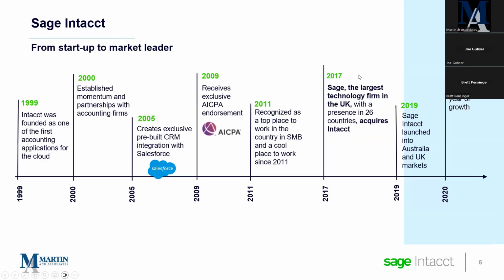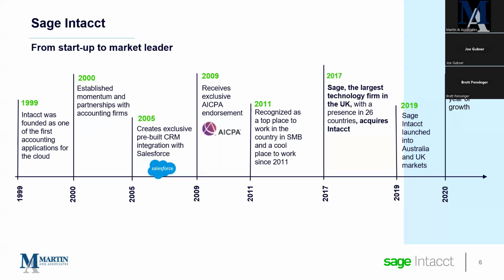Moving on, just a couple more quick things about Sage Intacct. As I mentioned earlier, it was founded in 1999, okay? And it kept growing through the years. In 2009, it received the AICPA endorsement I was talking about, and was recognized as a top place to work. 2011. 2017 is when Sage actually purchased the product. So it used to just be called Intacct. Sage purchased it 7 years ago and rebranded it Sage Intacct.